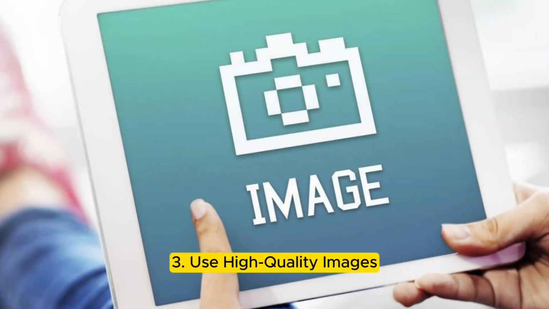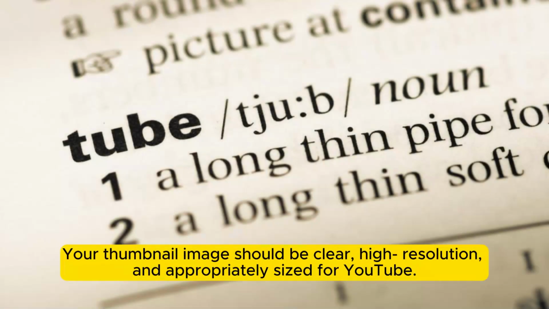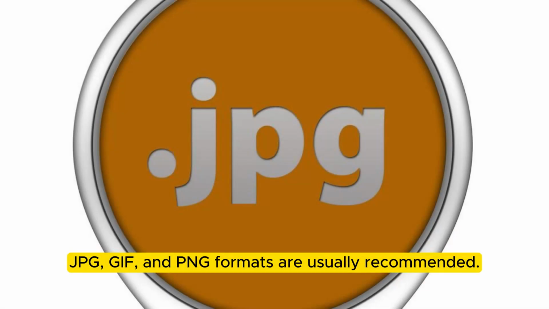3. Use high-quality images. Your thumbnail image should be clear, high resolution, and appropriately sized for YouTube. JPG, GIF, and PNG formats are usually recommended.